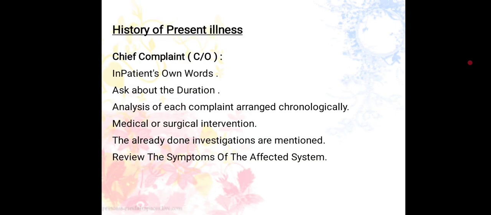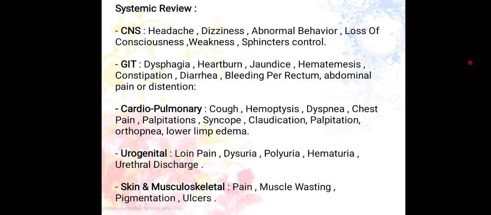History of present illness. Ask about the complaint. Record it in the patient's words. Ask about duration. Analyze each complaint chronologically. Mention any investigation done, any intervention, surgical or medical, and review symptoms of the affected system. After that, systemic review.